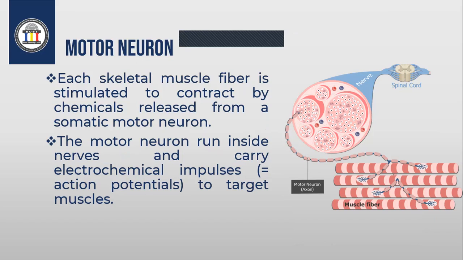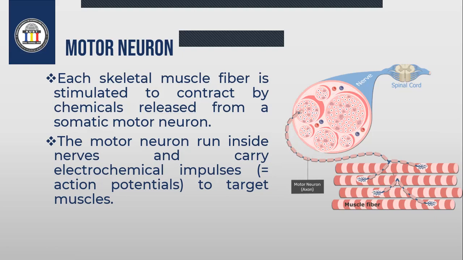How does this work? Each skeletal muscle fiber is stimulated to contract by a chemical released from the somatic motor neuron. So this is the nerve, this is the spinal cord, and this one is connected to the skeletal muscles. Here is the axon, as we explained in the previous sections. The electrical signal coming from here is transferred to the muscles, and then the muscle will contract.